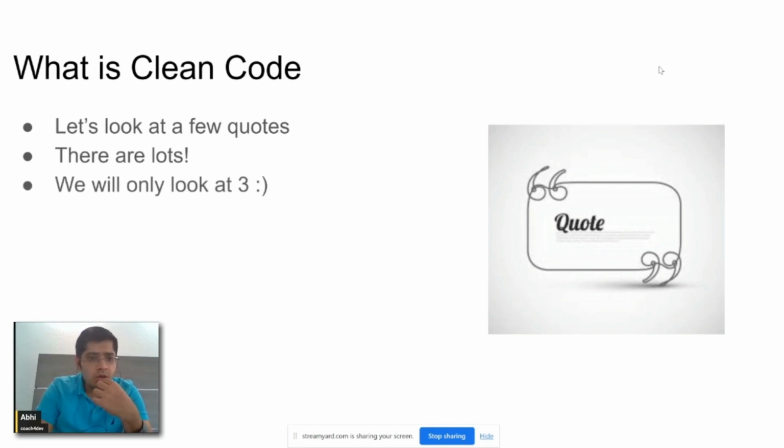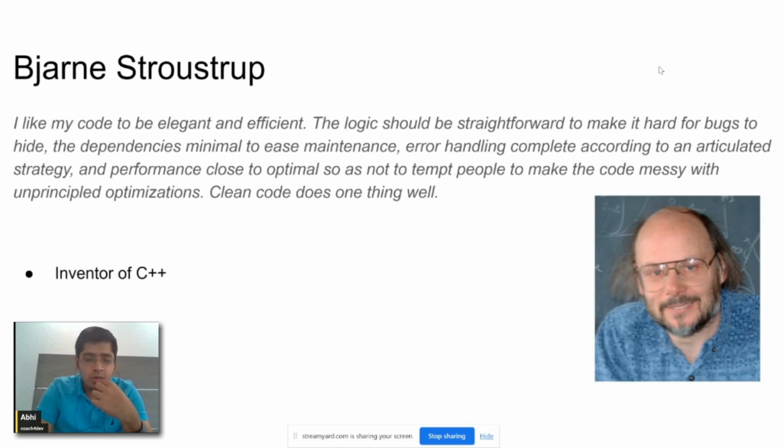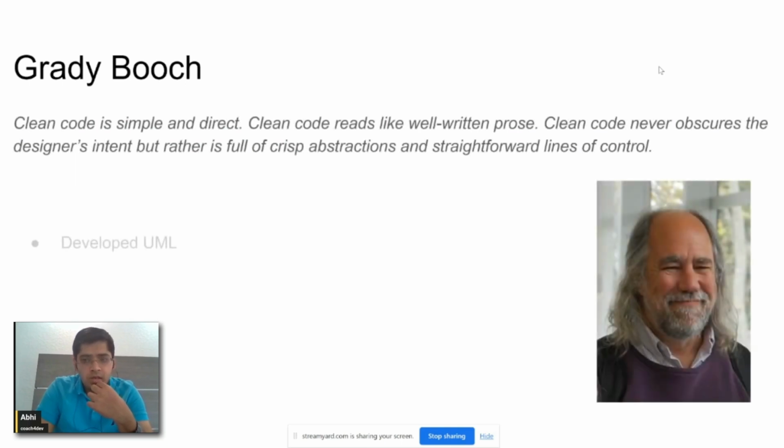There are lots of good quotes on writing clean code, but we will look at only three of them right now. The guy who invented C++, I'm not sure if I'm pronouncing his name correctly, but I think it's Bjarne Stroustrup. Sorry if I did not pronounce his name correctly, but these are exactly his words. I like my code to be elegant and efficient. The logic should be straightforward to make it hard for bugs to hide. The dependencies minimal to ease maintenance, error handling complete according to an articulated strategy, and performance close to optimal so as not to tempt people to make the code messy with unprincipled optimizations. Clean code does one thing well. So he talks about how to write clean code.